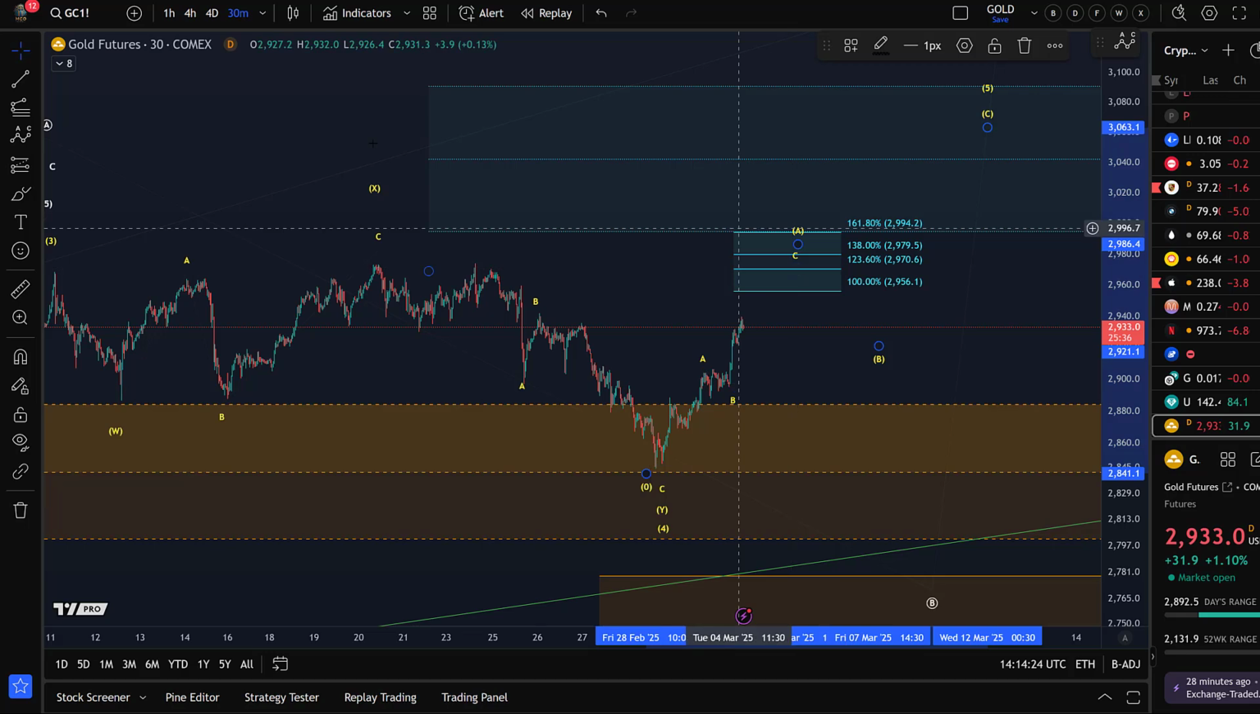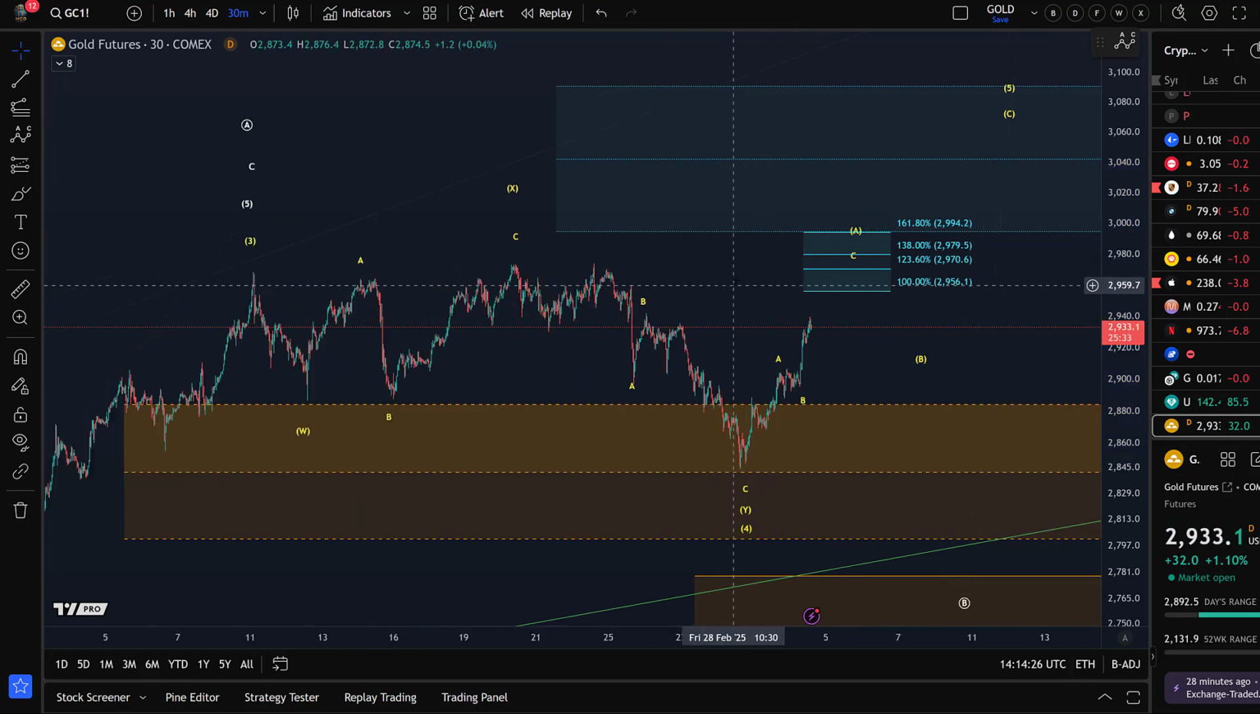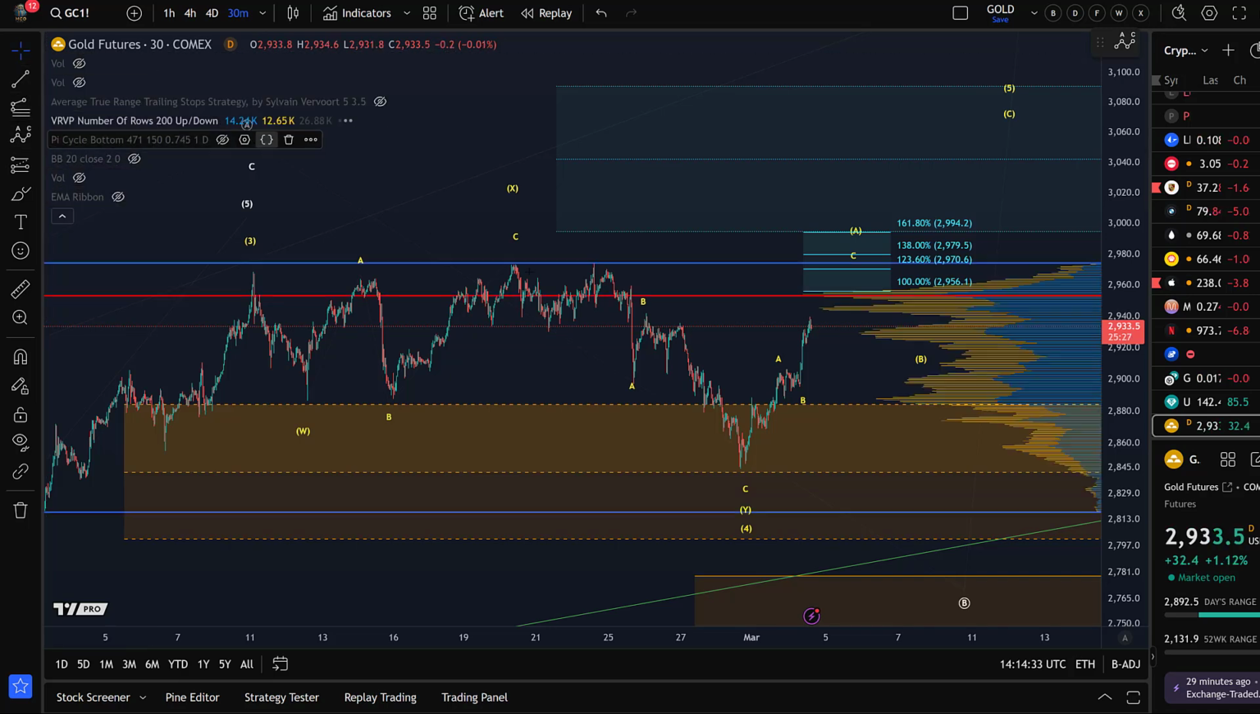So no change to outlook here overall. Resistance, there's also probably going to be some structural resistance in this area. We can, for example, add the VRVP volume profiles, point of control, pretty much where that 100% extension level is, so around $2,950 could be some strong resistance. It's not only the 100% extension, it is also the point of control where we could get some additional resistance.